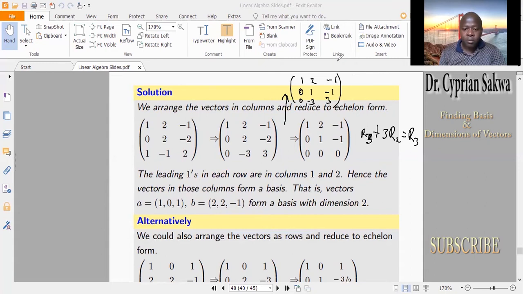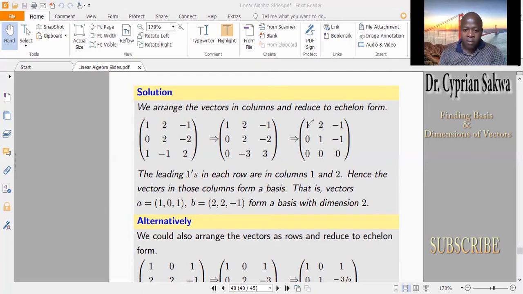So what was the question? The question was I wanted the basis for the vectors. So I go for the leading ones. I have this leading one and this leading one. This leading one is in column 1, and this leading one is in column 2. You can see that column 3 has no leading one. The leading ones are the ones that will guide me to get the basis. So the leading ones in each row are in column 1 and column 2. Hence, the vectors in those columns form the basis.